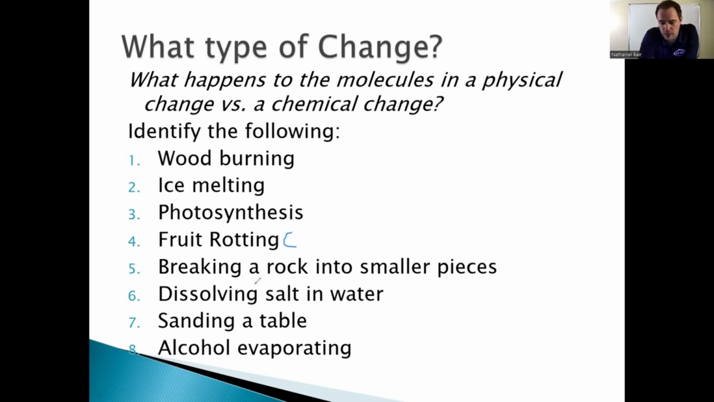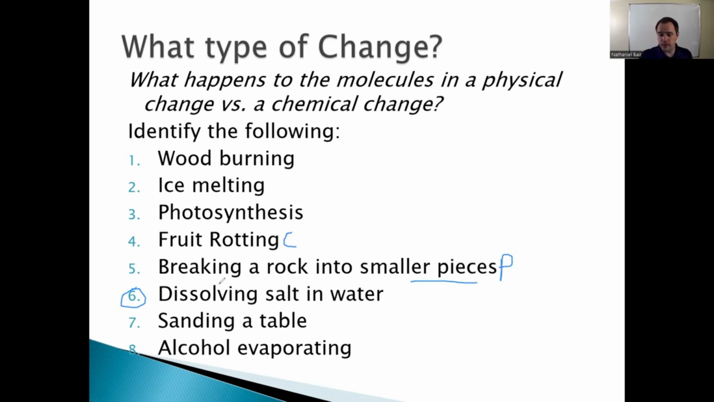Breaking a rock into smaller pieces, that's just a change in size, shape. So that's a physical change. Number 6 I want to talk about here, dissolving salt in water. Now, some people will say that this is a physical change and that it's entering what's called the aqueous state, which we are going to get into in a decent amount of detail. That's just, when something is dissolved in water, we call it the aqueous state.